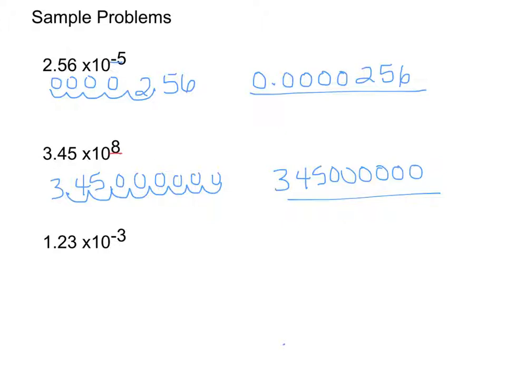All right, let's try one more. The next one, 1.23 times 10 to the negative third. So think about, is this going to be a big number or a small number? Hopefully you decide it's going to be a small number. We're going to move the decimal to the left 3 places. So we're going to end up with 0 point, and move it 1, 2, 3 places. I'm going to have to fill in 1, 2 zeros before the 1, 2, 3. So there's my number in standard notation.